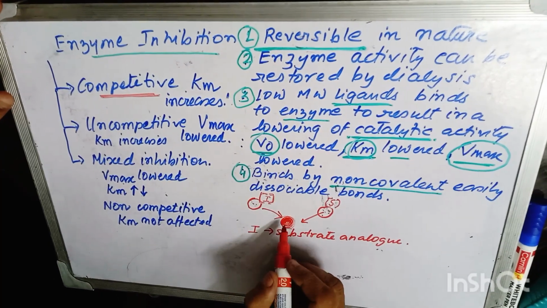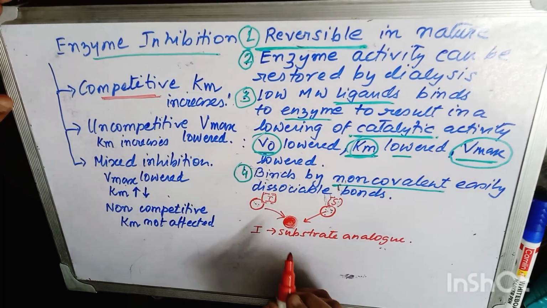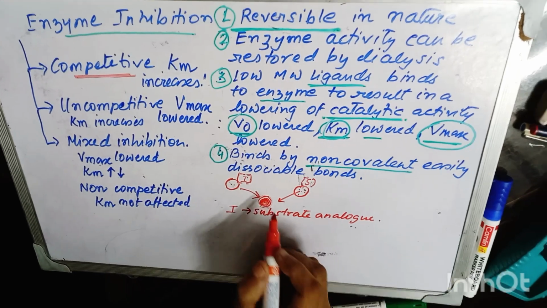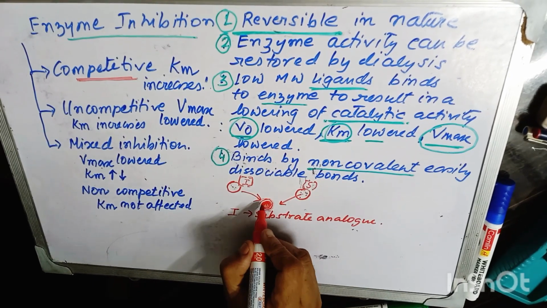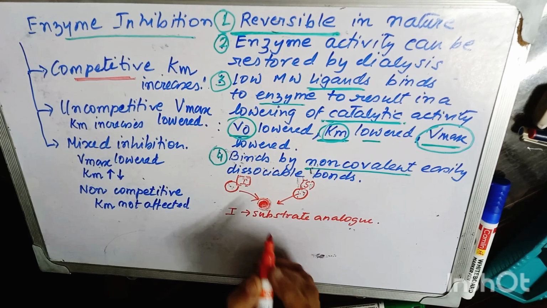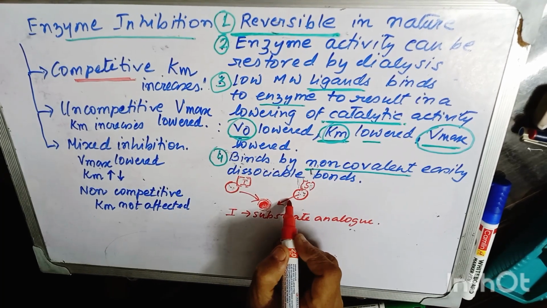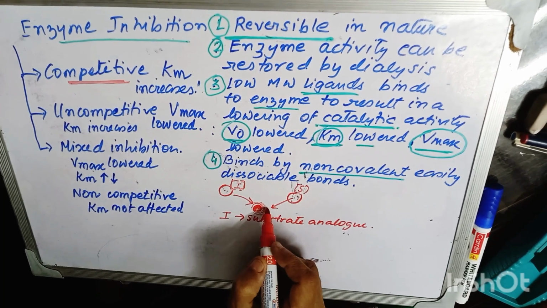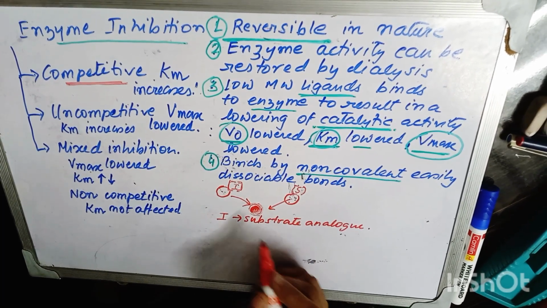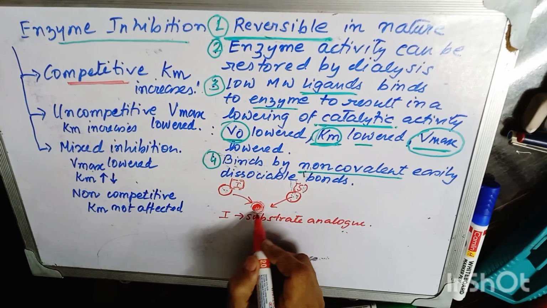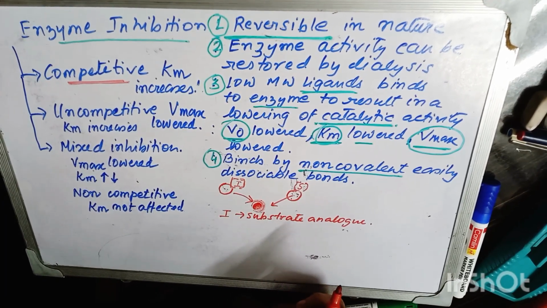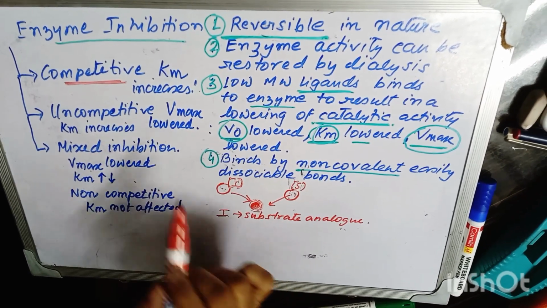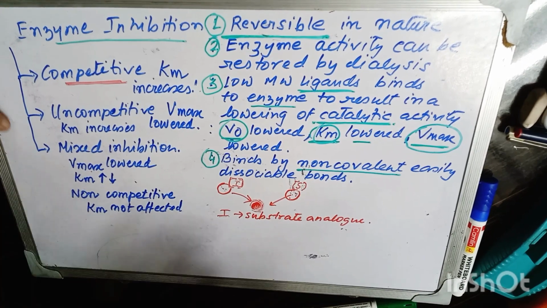And it binds to the active site of the enzyme and results in inhibition of enzymic activity. It will not allow the substrate to bind to the active site, and it will lower the enzyme catalysis in this way. So we have just learned what is competitive inhibition. Now I go to the second part.